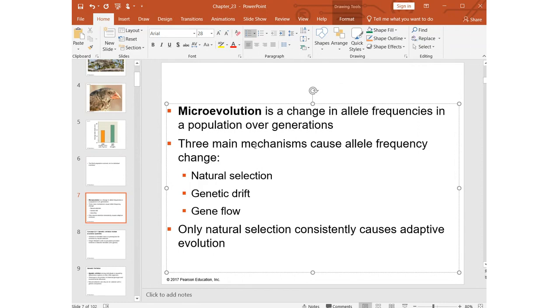There are three main mechanisms that cause change in allele frequency from one generation to the next: natural selection, which we've already talked about, then genetic drift, which we'll get to in just a minute, and then gene flow also. These three things cause changes in allele frequency, but generally only natural selection will consistently cause adaptive evolution. In other words, evolution that improves the species.